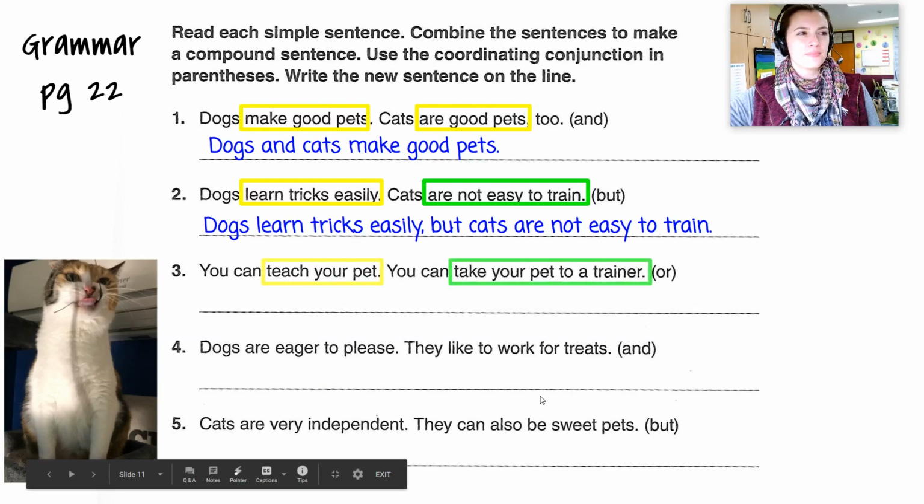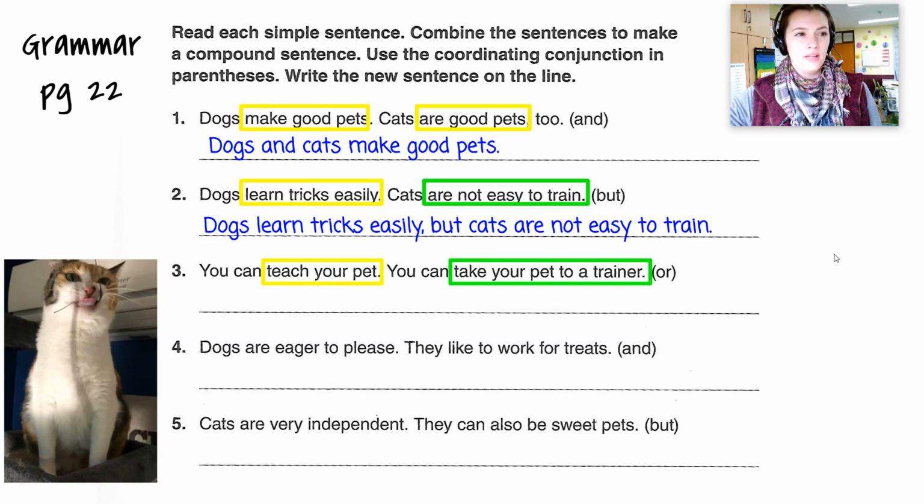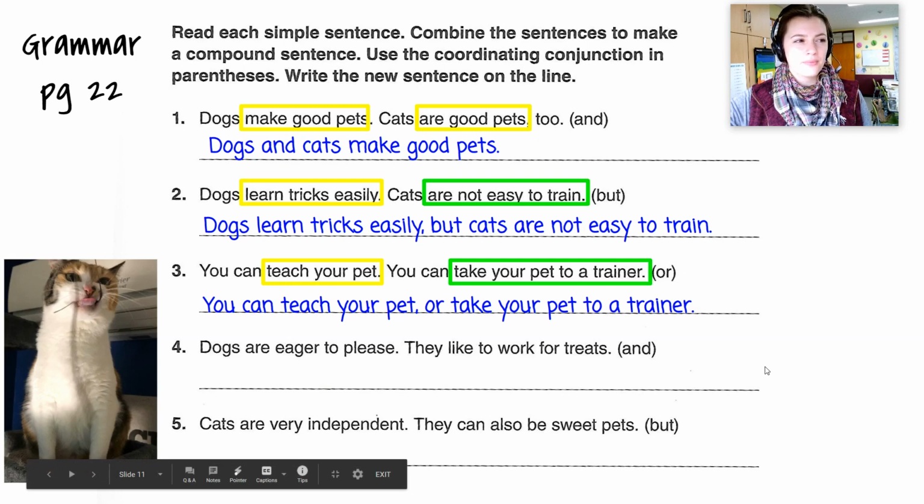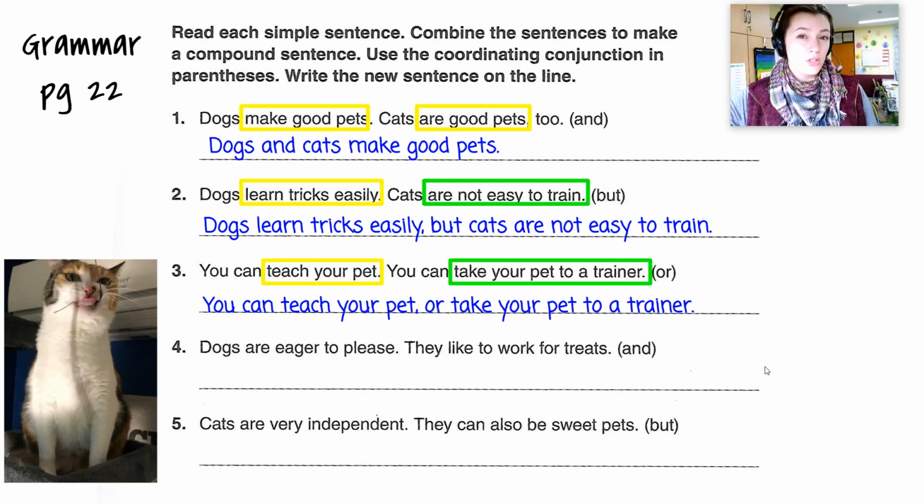Number 3, you can teach your pet. You can take your pet to a trainer. Now, the predicates are different, but the subject is the same. You can, but we need to combine these 2 separate predicates. Pause your video if you want to try by yourself or copy my answer now. You can teach your pet or take your pet to a trainer. There's a comma after pet, and we're using the coordinating conjunction or.